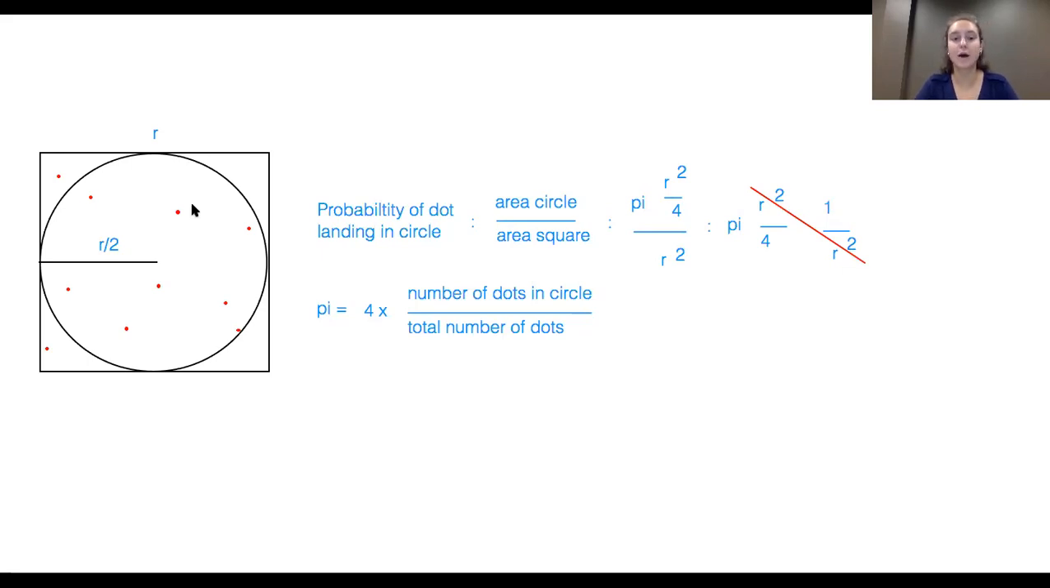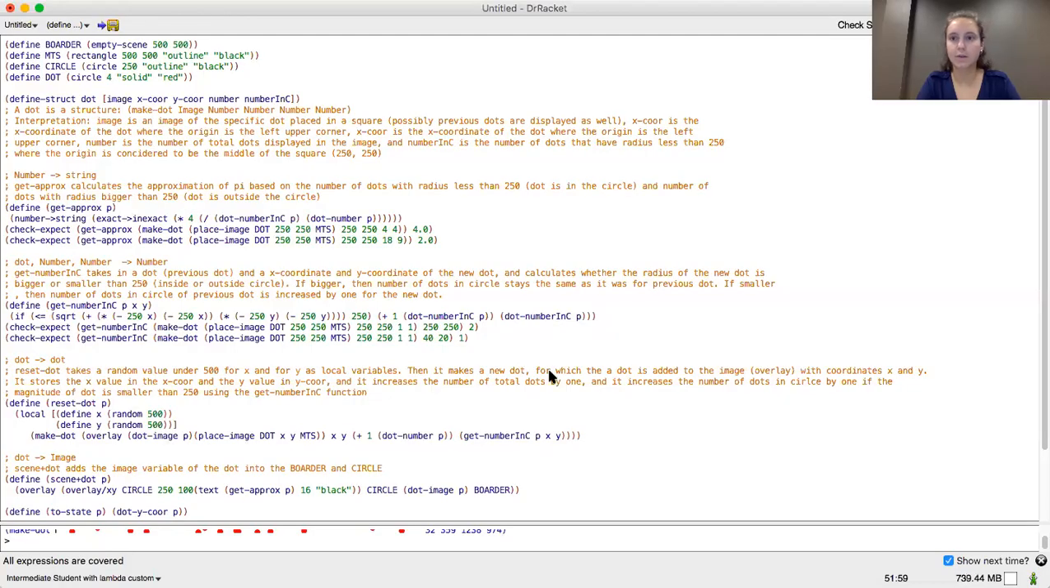This is a problem that I had while programming too, and that's why I decided to use the random function in DrRacket, which generates random points and includes those in the square. So let's actually look at the program. I'm going to share DrRacket, and let's first start with just running the program so we can see what it does.